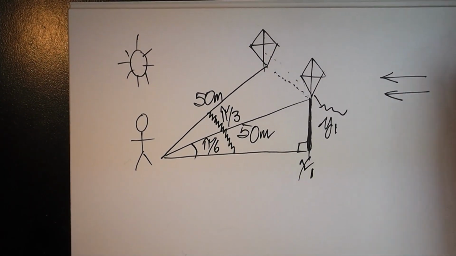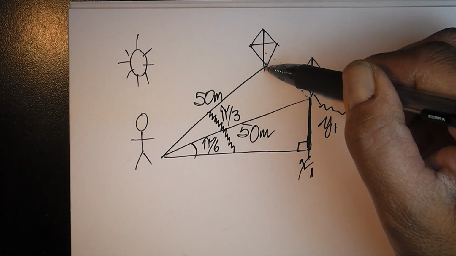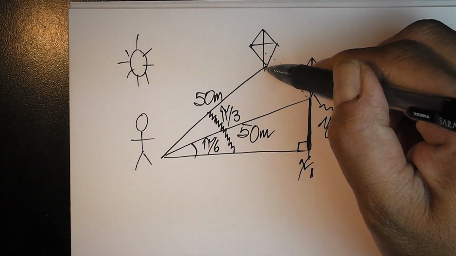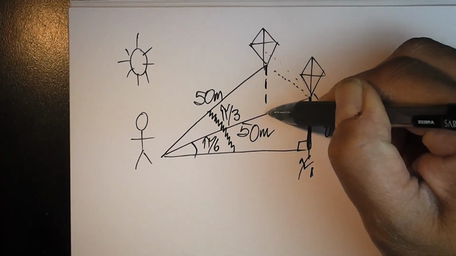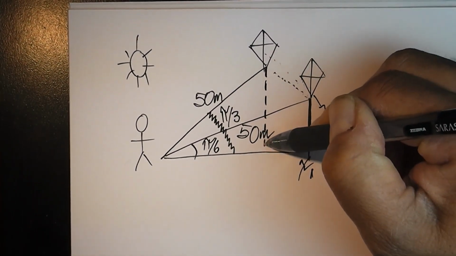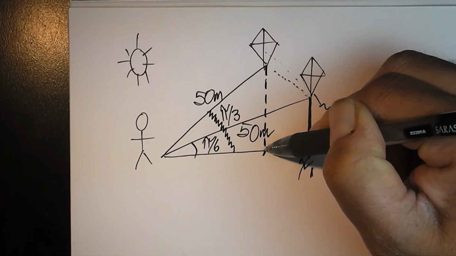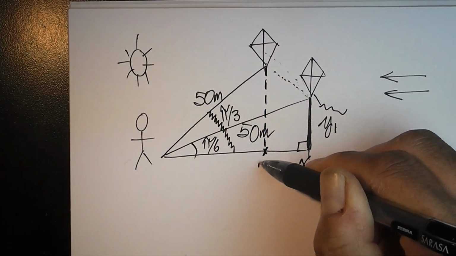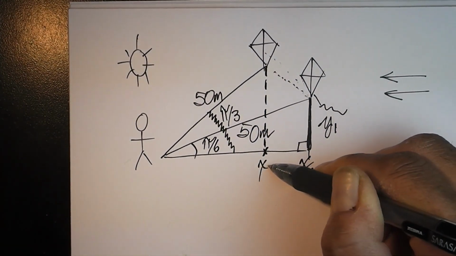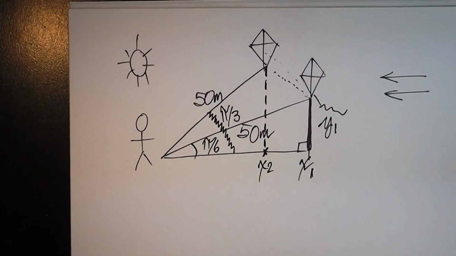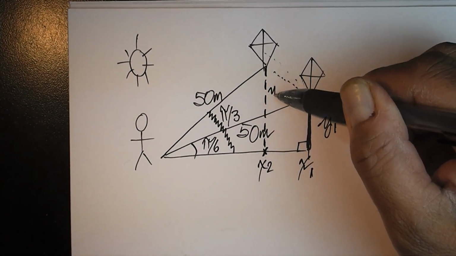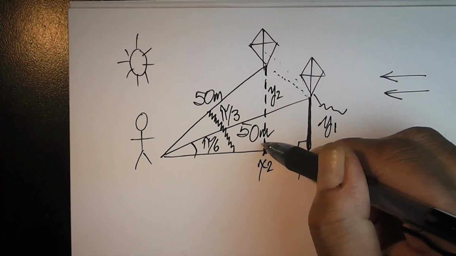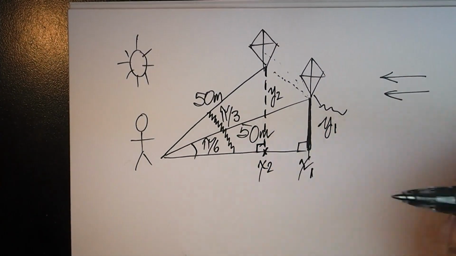And the question is, see this second kite here? Okay, so I'm going to make it this dash line, and at that point I'm going to call that x2. This vertical distance would be y2. There's a 90-degree angle there.